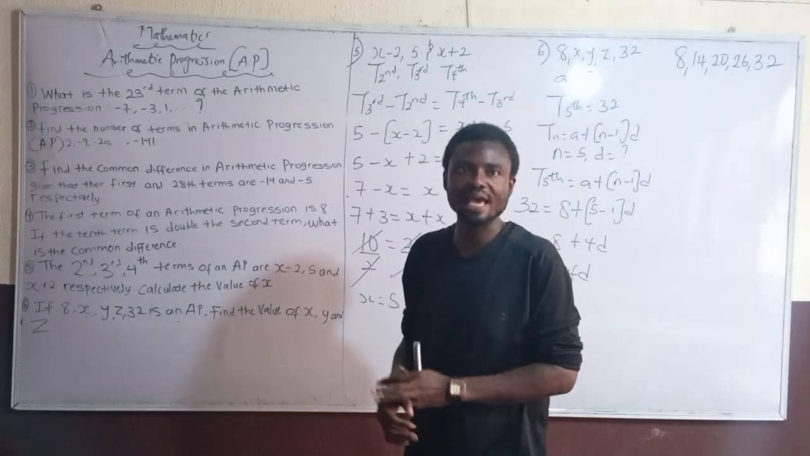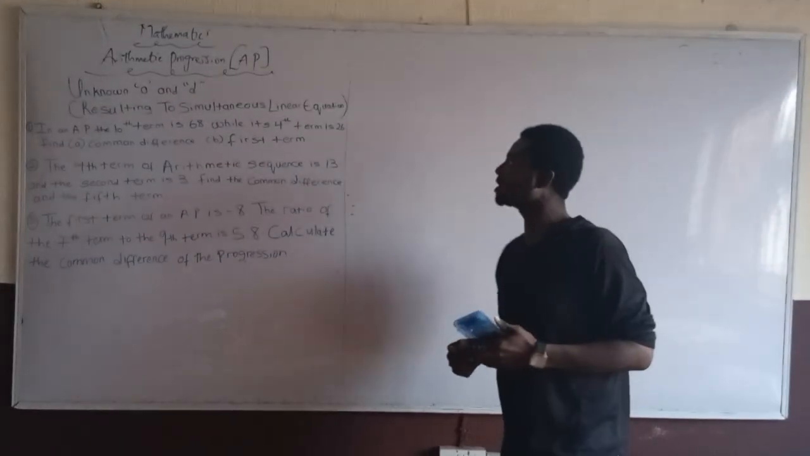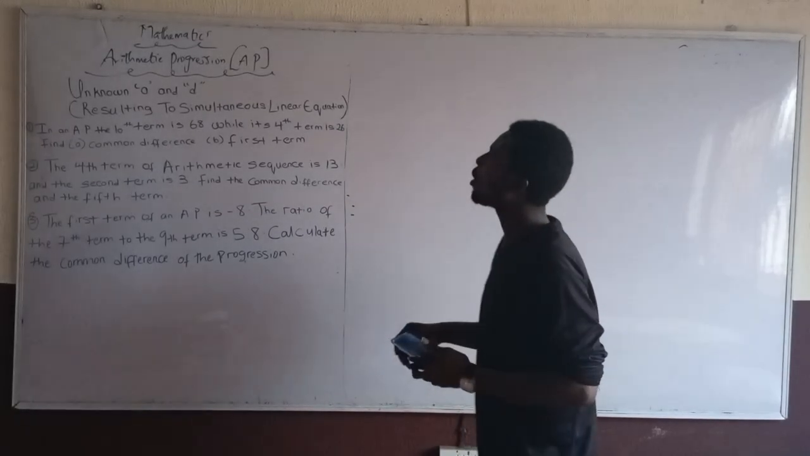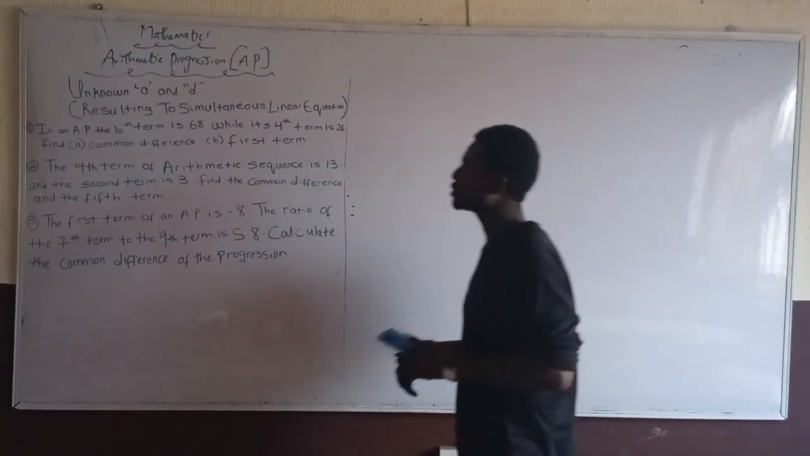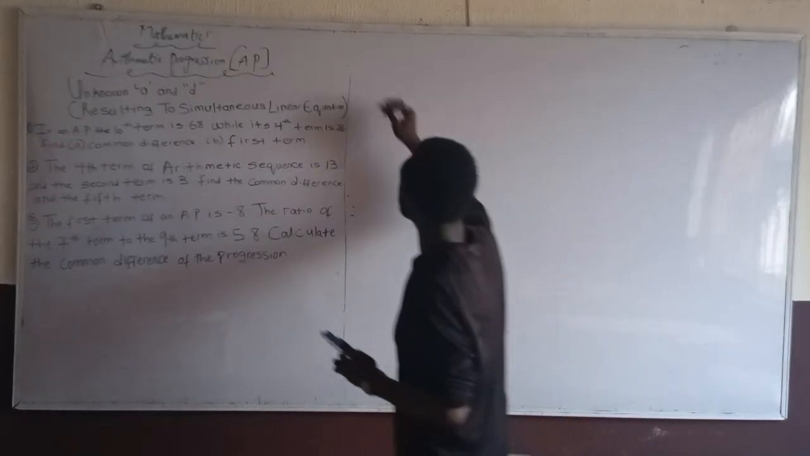So we are moving to the next part. This is simultaneous linear equations of AP. Unknown A and d resulting in simultaneous linear equations. So the first question.